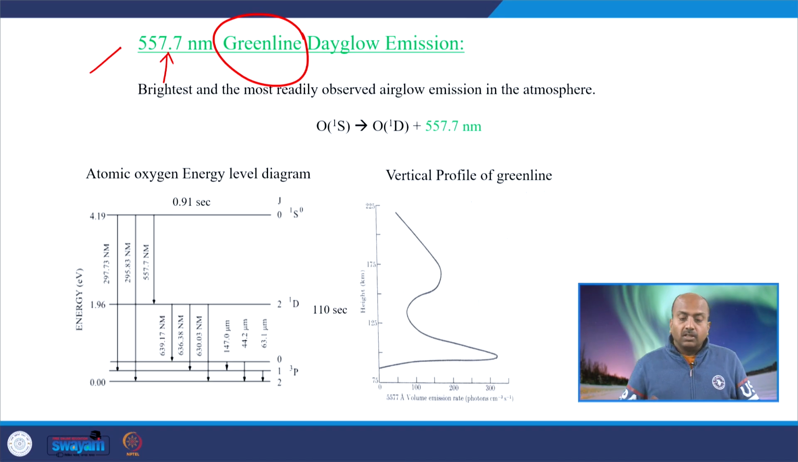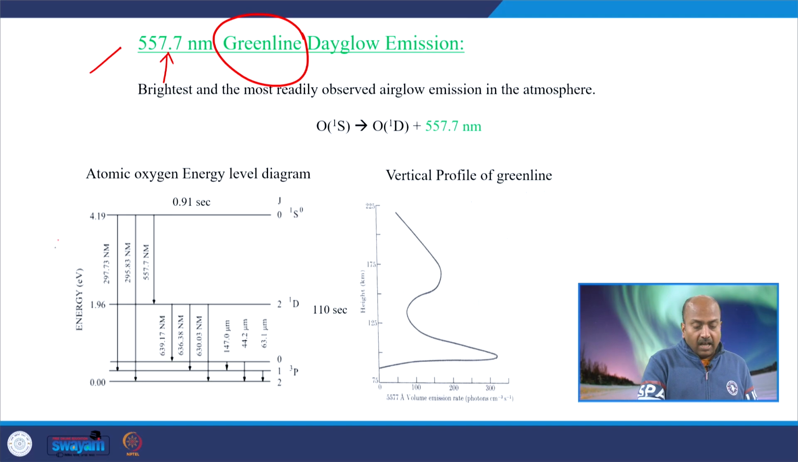Now, this emission, like I said, is basically due to excitations and de-excitations in electronic excited states. So we should know which spectral transition is responsible for the emission of light at this wavelength by oxygen. Of course, it is oxygen which is emitting this light. The spectral transition is singlet S to singlet D. This is the transition which results in the formation of the green line airglow emission.